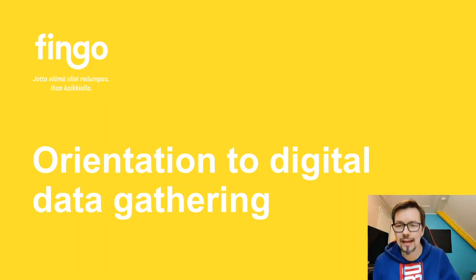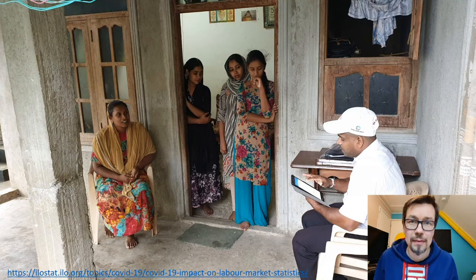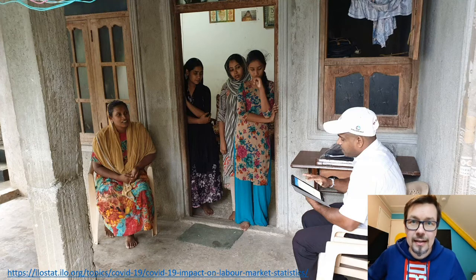So, let's look at the following photo. This is quite a typical scene. There is a person doing a household survey using a tablet and interviewing persons. Before coming to this place with the tablet and the survey, what has happened in the background and how does this digital data gathering using mobiles actually work? That is the topic of the next slide. I'll explain.